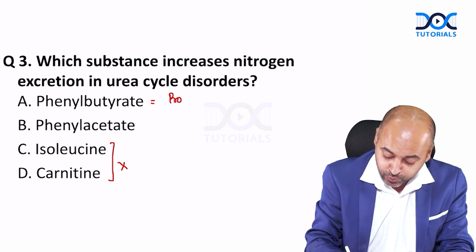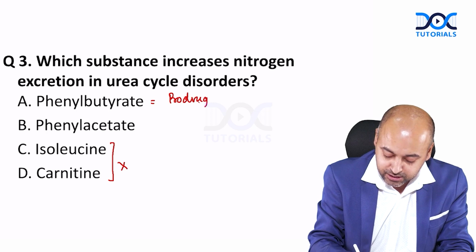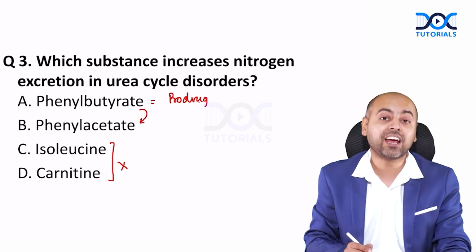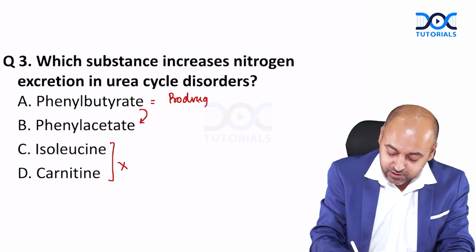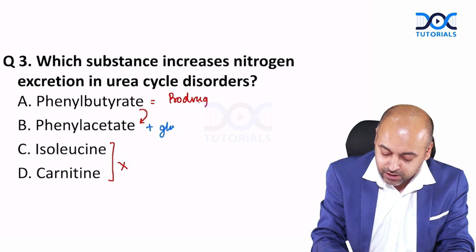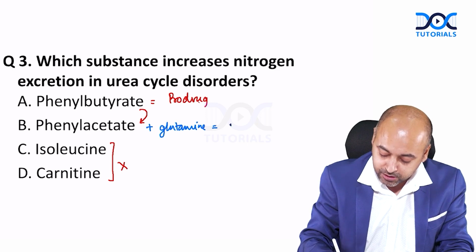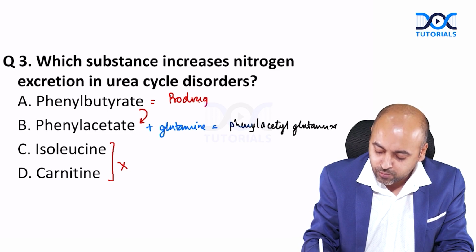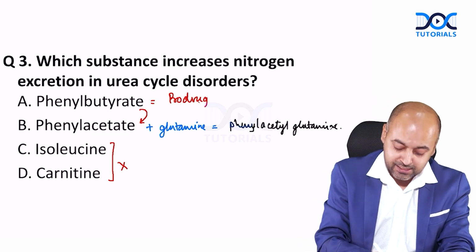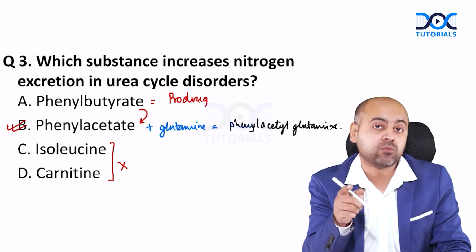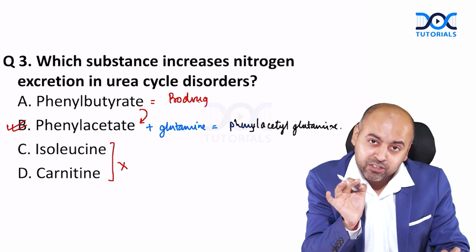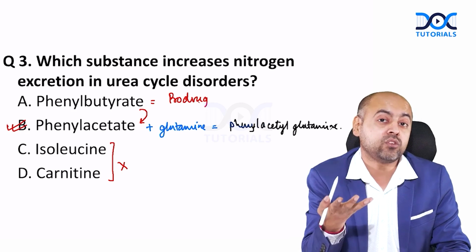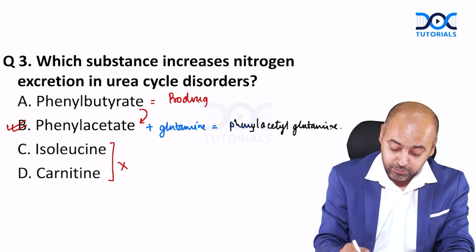It is a prodrug. The phenyl butyrate is first converted into the phenyl acetate. Once the phenyl acetate is formed, it will then combine with the glutamine and thereby it will form the phenyl acetyl glutamine, which is the excretory form. So what you have to remember, it is the phenyl acetate which is the active molecule. Phenyl butyrate is the drug that we give, but it has to be first converted into phenyl acetate, after which the action can be there.